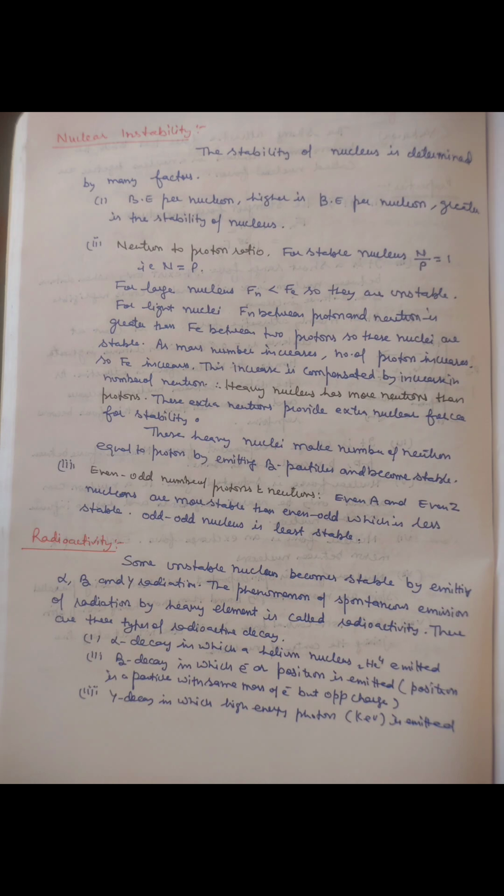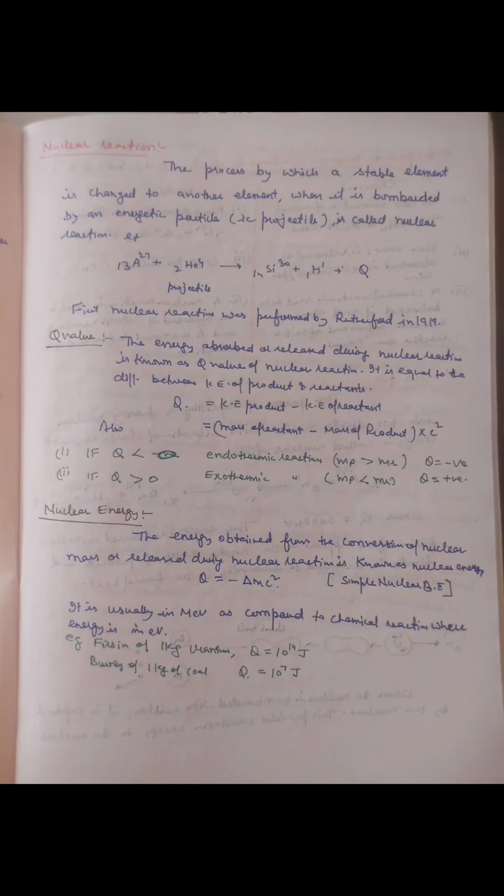The phenomenon of spontaneous emission of radiation by heavy elements is called radioactivity. The process by which a stable element is changed to another element when it is bombarded by an energetic particle is called nuclear reaction. The energy absorbed or released during nuclear reaction is known as Q value. The energy obtained from conversion of nuclear mass is known as nuclear energy.